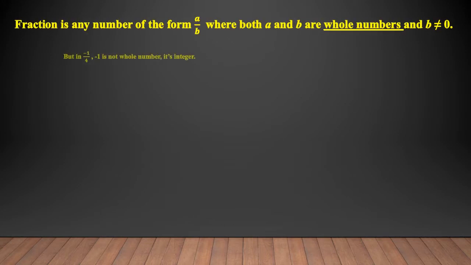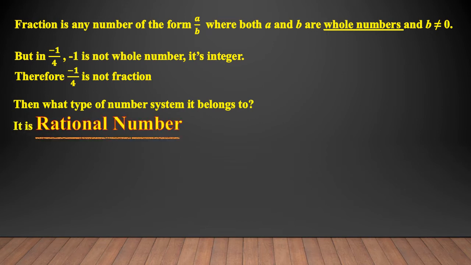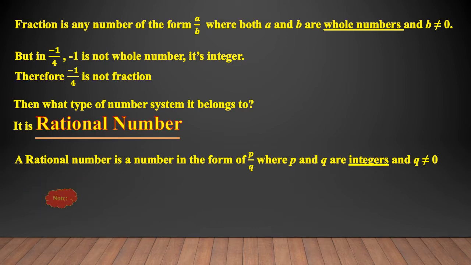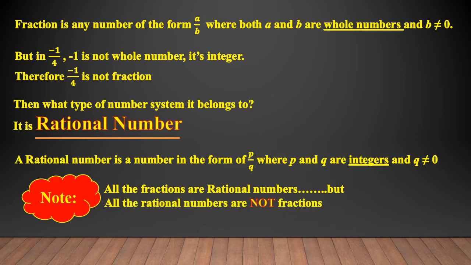A fraction is any number of the form a by b where a and b are whole numbers. But in minus 1 by 4, minus 1 is not a whole number. It's an integer. So that type of number, we call a rational number. A rational number is a number in the form p by q, where p and q are integers and q is not equal to 0. Note that all fractions are rational numbers, but all rational numbers are not fractions.